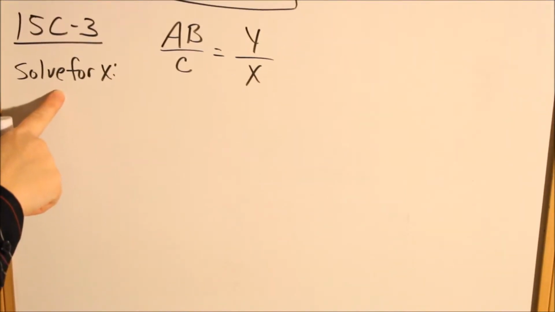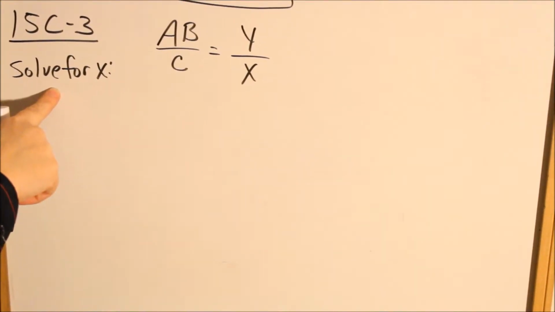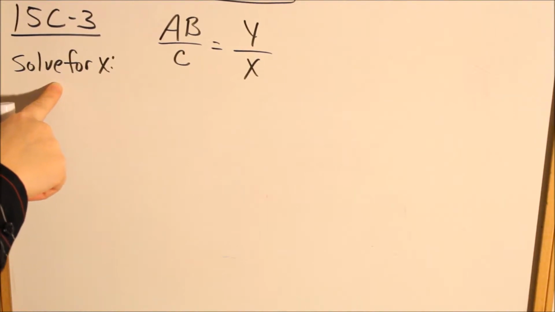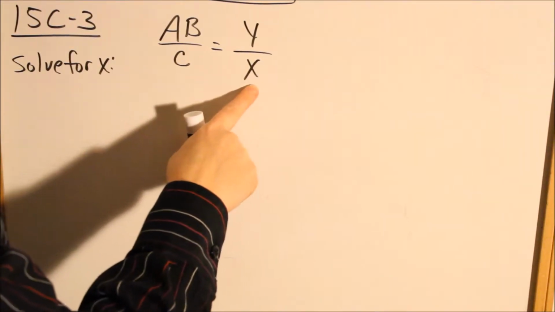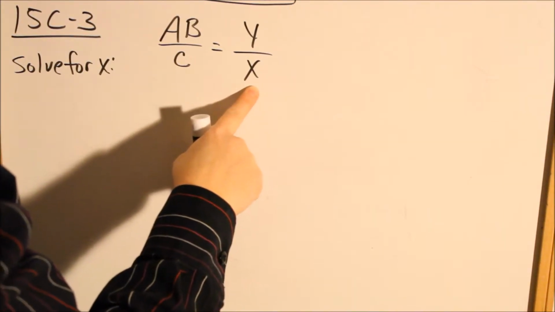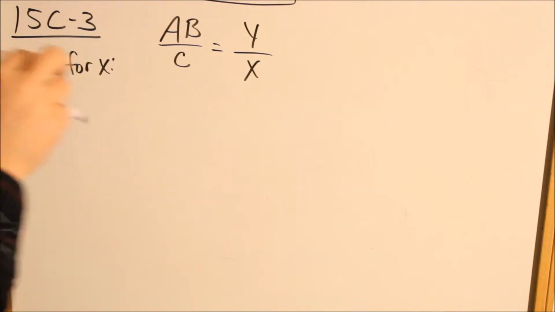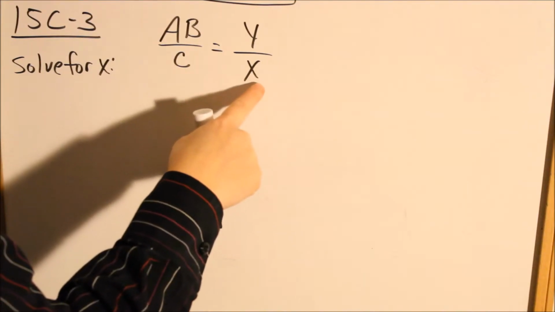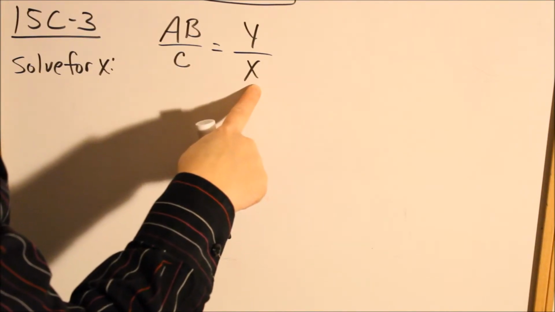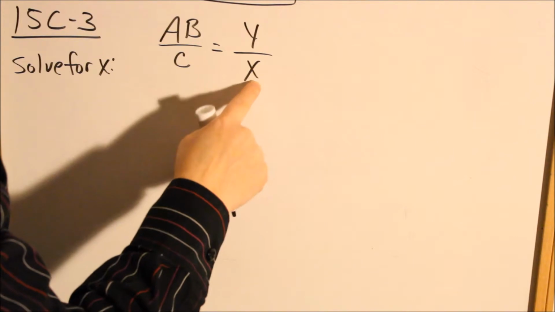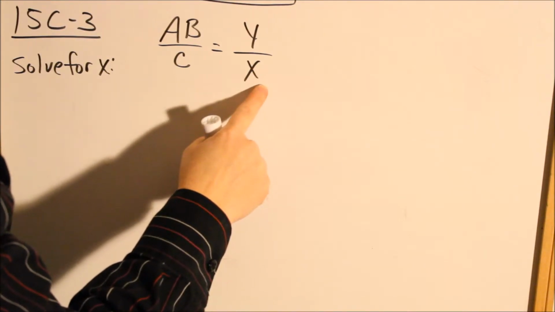Okay, look at 15c, number 3. We are solving for x. In other words, we're trying to get x all by itself and everything else on the other side. Again, there's multiple ways that you can do this problem. For me, if I see a fraction set equal to a fraction, the first thing I usually think about is cross multiplication, especially when what I'm trying to solve for is in the denominator.